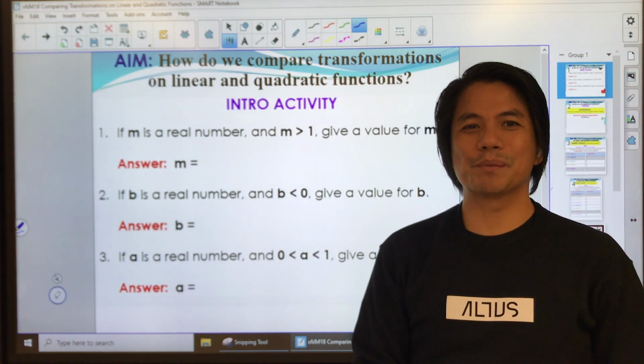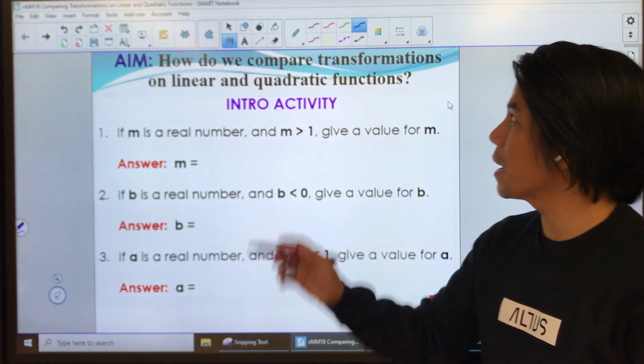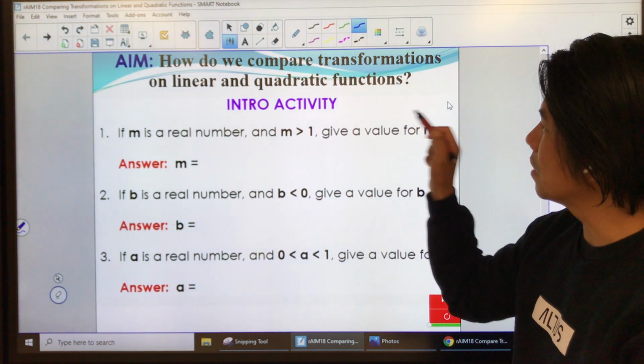Hello everyone, my name is Mr. M. Today we're going to learn how to compare transformations on linear and quadratic functions.